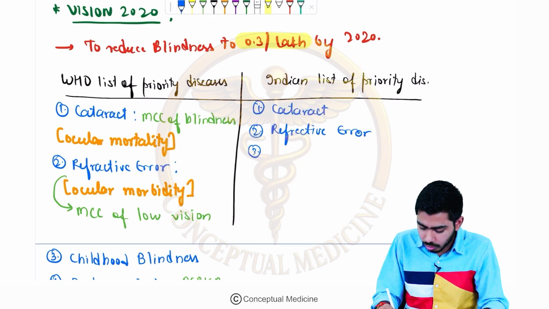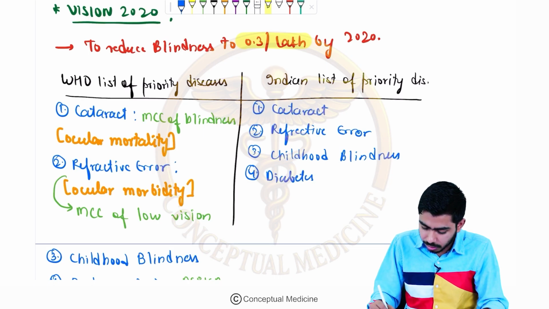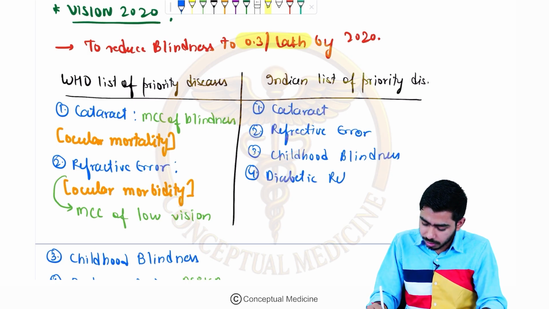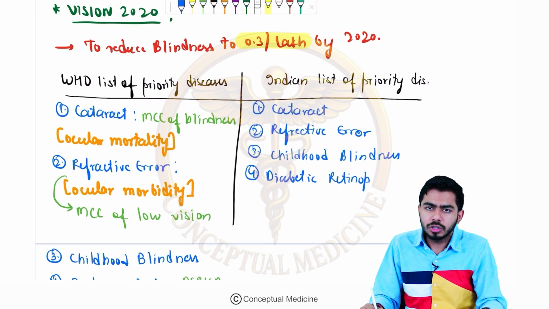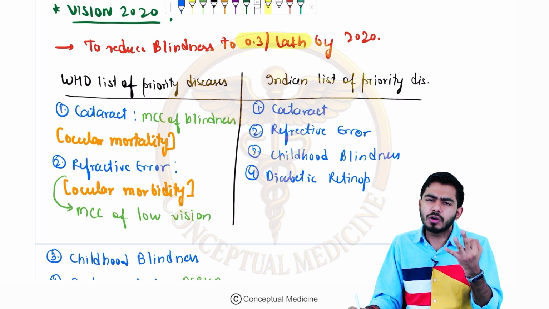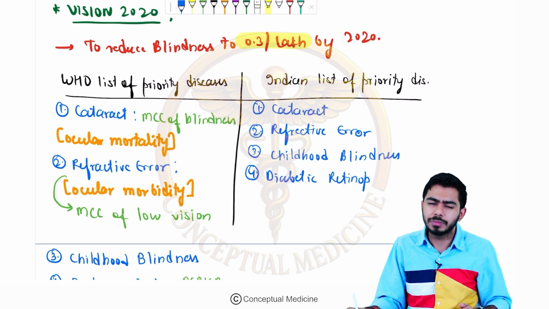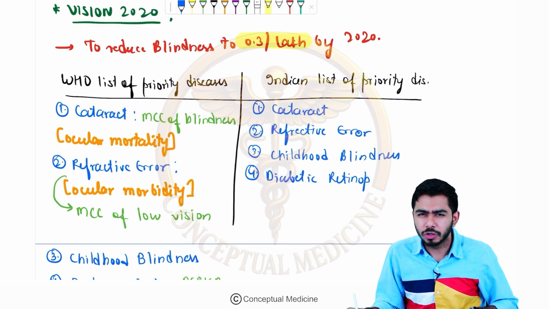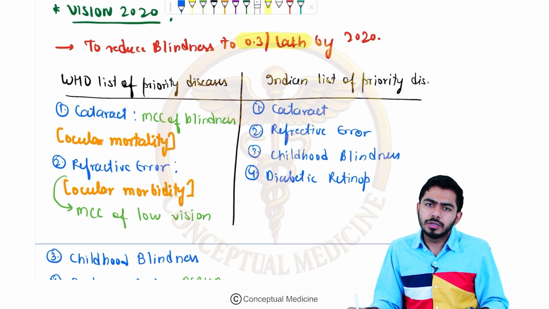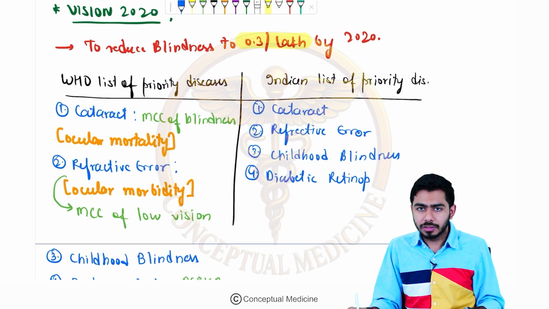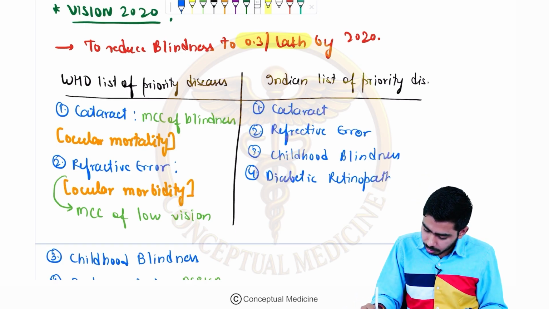And the third one, which we shall talk about, is the same as the world: childhood blindness. The fourth one is diabetes, which is very, very common. So diabetic retinopathy, if I'm talking about the eyes. There are three macro complications of diabetes, which you must have studied in the medicine section: diabetic retinopathy as far as the eyes are concerned, diabetic nephropathy affecting the kidneys, and diabetic neuropathy affecting the nerves.